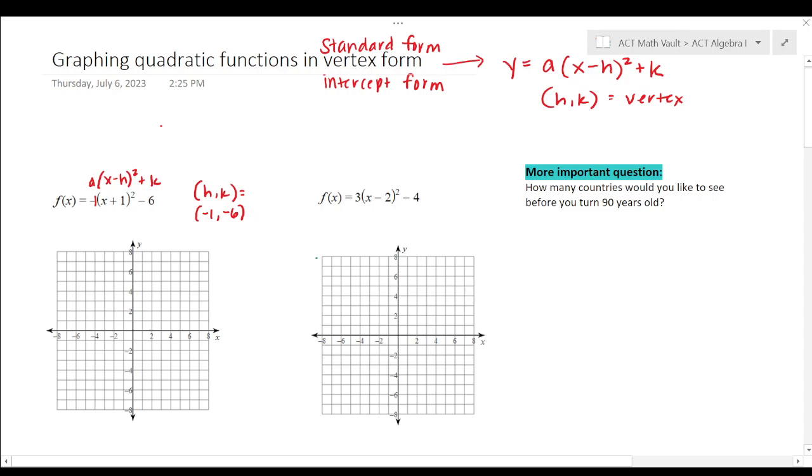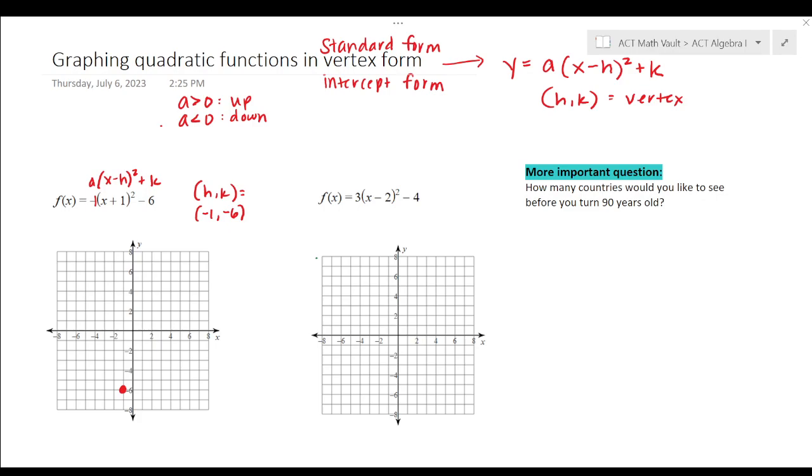And what does that tell me? Well, if the a is greater than 0, meaning positive, then the parabola is going to point upwards. If a is less than 0, it will be downwards. So I know the first problem will be pointing down. I can plot that -1 and -6, and that's right here. Now this graph is going to be pointing downwards, right? Because the a is -1.